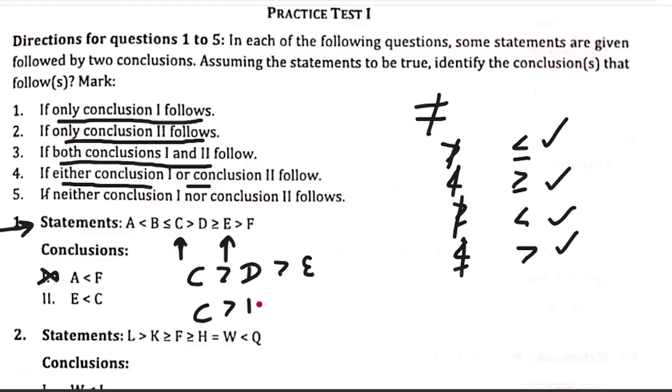Second case, C greater than D and D is equal to E. But in both the cases, C will be greater than E, whether you go from here or you go from here. That means this C is greater than E, or E is less than C. This option is absolutely correct.